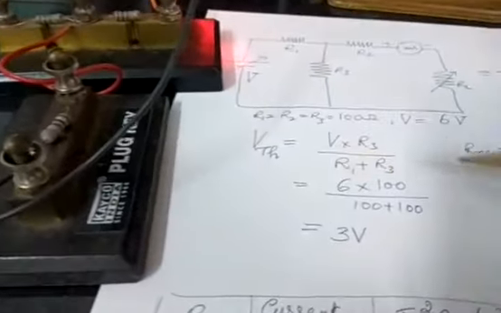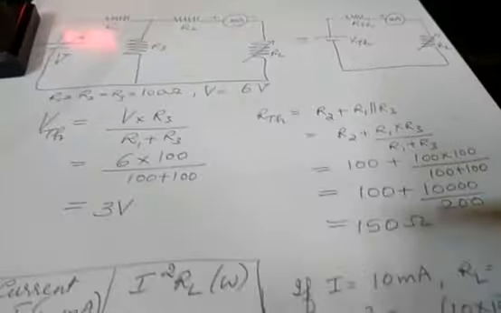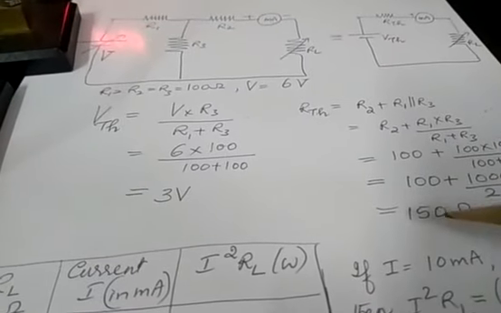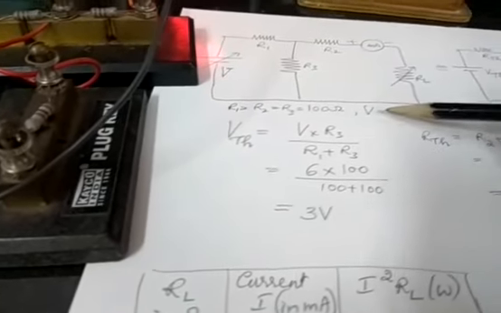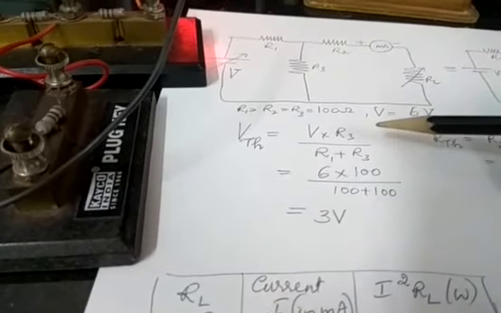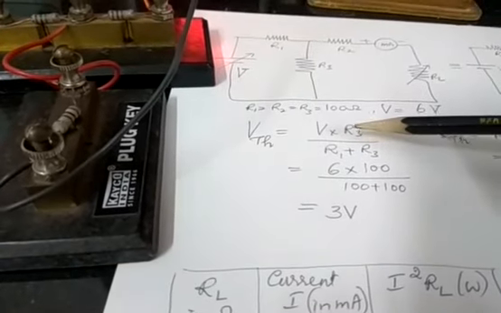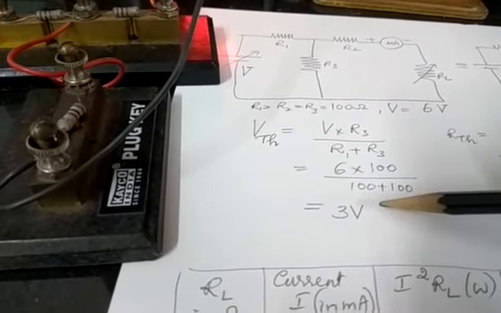Before you do the experiment, it is better to calculate the value of VTH and RTH. In order to calculate RTH, use the formula RTH is equal to R2 plus R1 parallel R3. Do the substitution and you get RTH is equal to 150 ohms. Similarly, for calculating VTH, you assume some value of the supply voltage, and here I have taken V is equal to 6 volt. So VTH is given by V into R3 divided by R1 plus R3. So VTH comes equal to 3 volt.